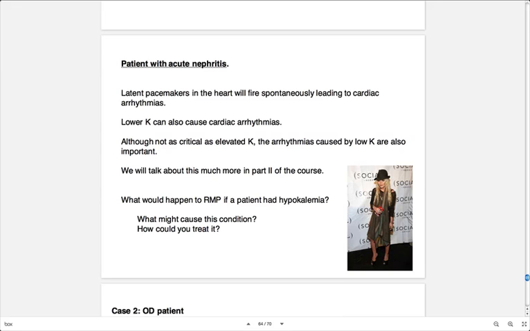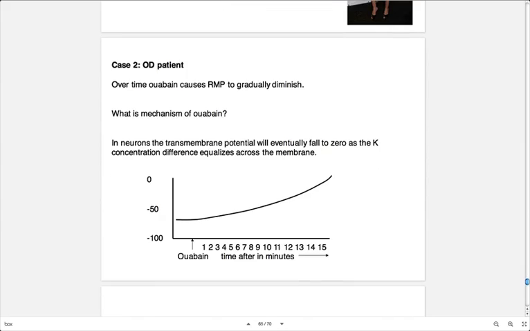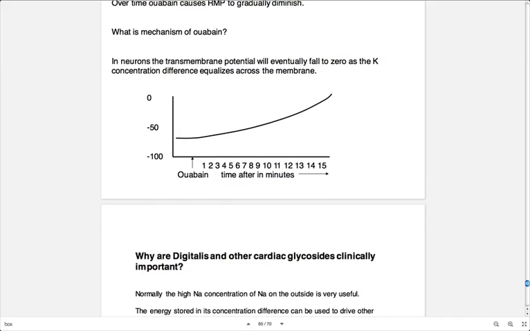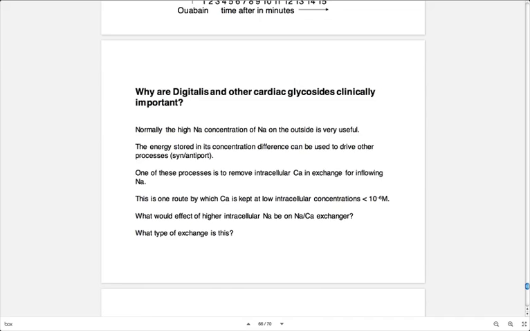So OD, again, just to review, if you're giving ouabain, the idea is to paralyze the sodium-potassium ATPase pump a little bit to keep calcium inside the cell. But if your dose of digitalis or ouabain, your cardiac glycoside, is too high, it's going to cause you to lose resting membrane potential. This is just an explanation of that. So when you go back to study, there it is. There's a little cartoon for you.